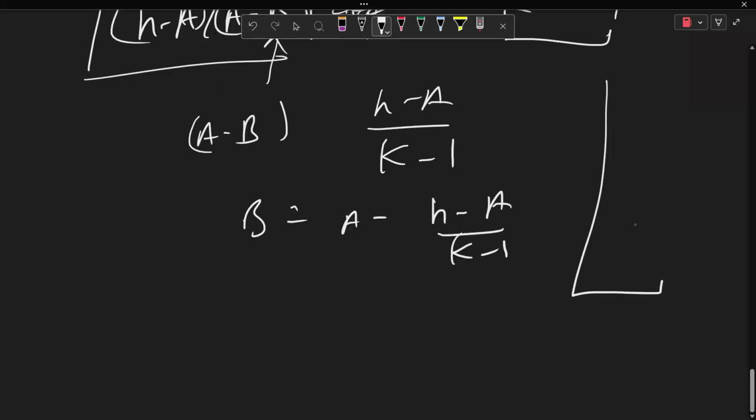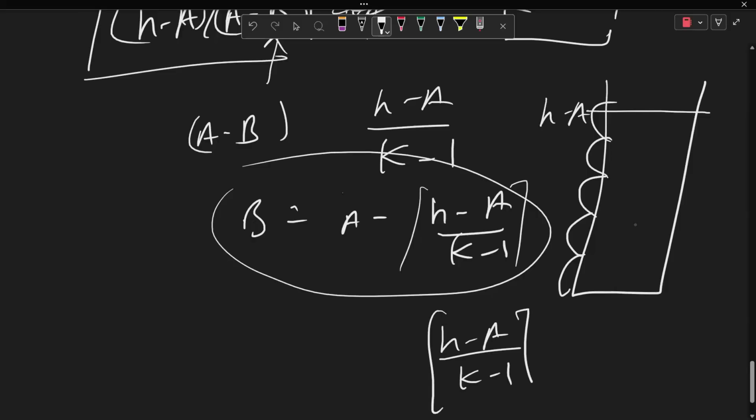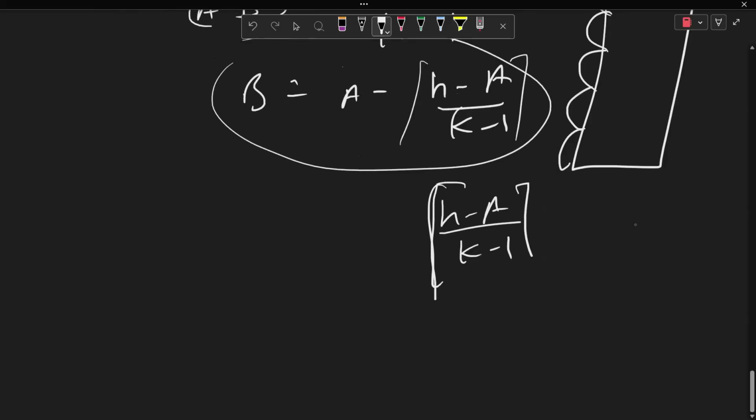So one way is to just derive the formula like this. Another way is: this point is h minus a where we want to reach. So we can calculate the maximum required to reach it within k minus 1 seconds. So the ceil of (h minus a) divided by (k minus 1) gives me how much we need to travel in each second so that we can reach in k minus 1 seconds. So we need to travel in each second at least this much.